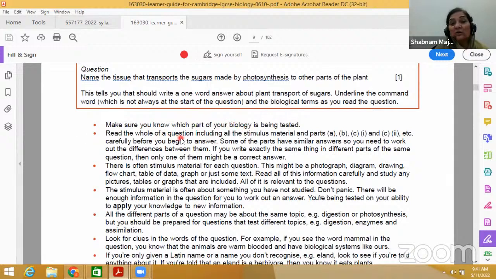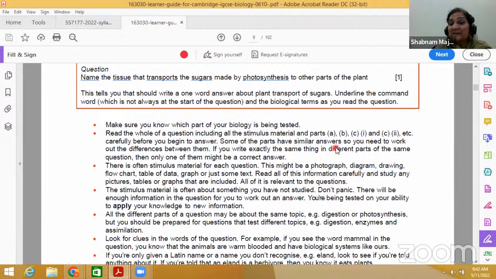Read the whole of a question, including the stimulus material and parts A, B, C1, C2, etc., carefully before you begin to answer. I told you in the beginning, don't start writing the answer in excitement. Suppose question number 1: first read the whole question. I'm not saying read the whole paper. Read the whole question, link the parts, and see what is being asked in part 1, part 2, part 3, and so on. The parts can be from the same topic or from different topics. So read all the parts very carefully before you begin to write the answer.